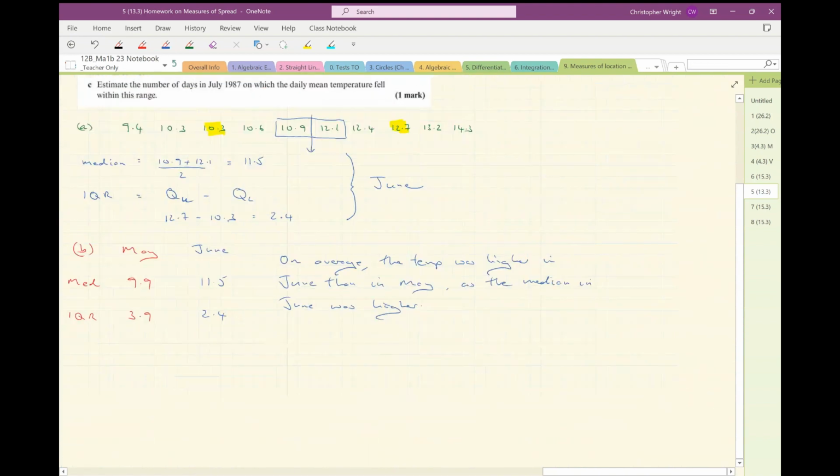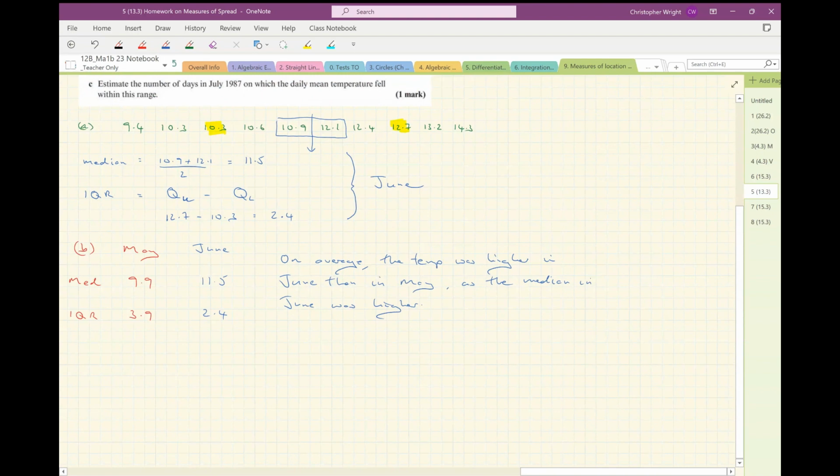Now, what conclusion can I reach looking at those interquartile ranges? Well, the interquartile range is higher in May, isn't it? So in May, what does that mean? It's got a higher interquartile range. It means the temperature was more variable than in June, and I better explain why, as the interquartile range in May was higher. Okay, there you go. Full marks for part B.